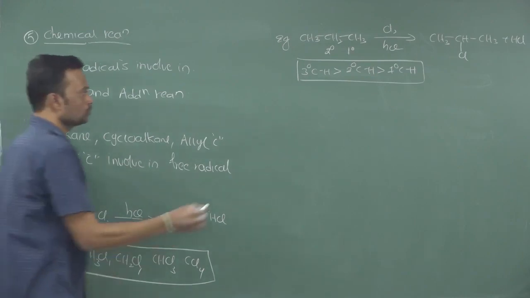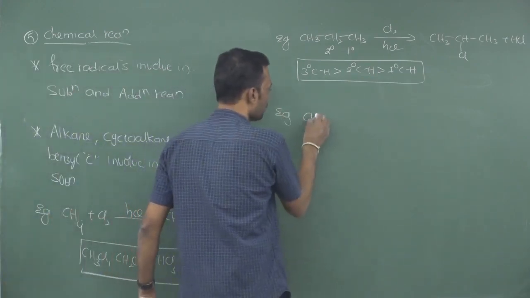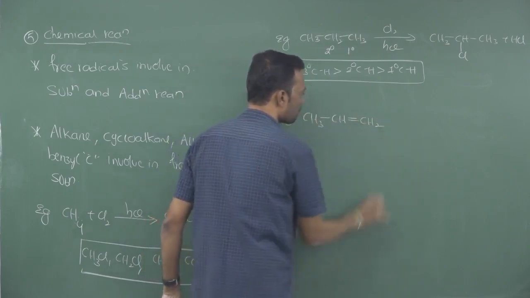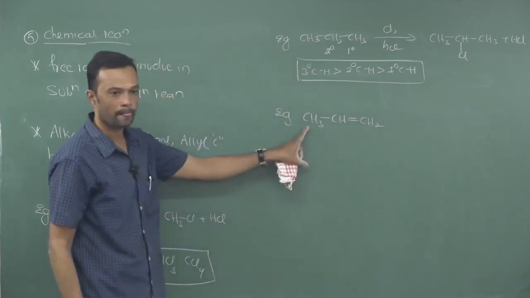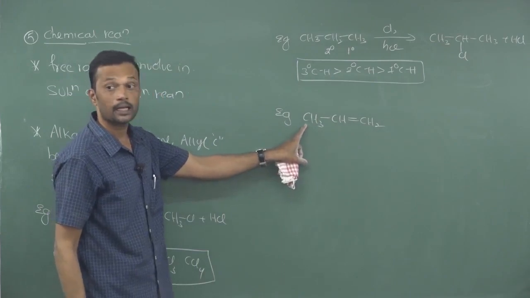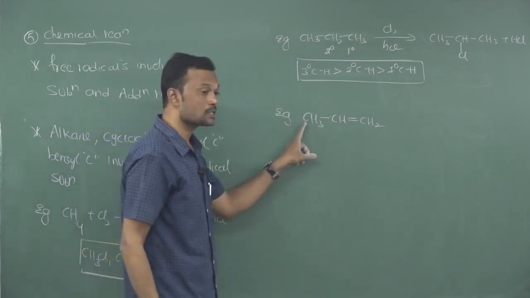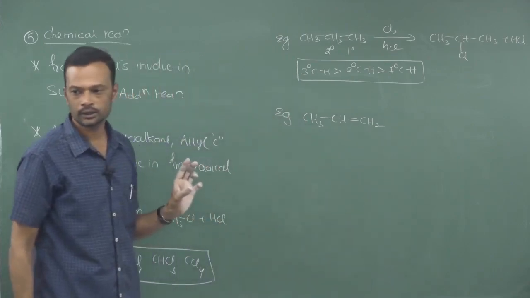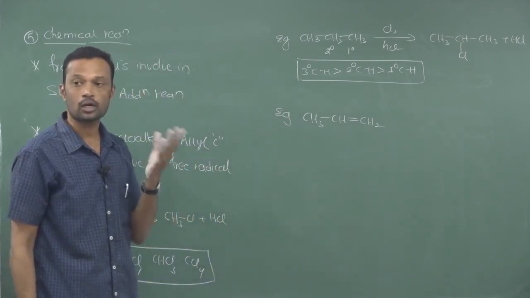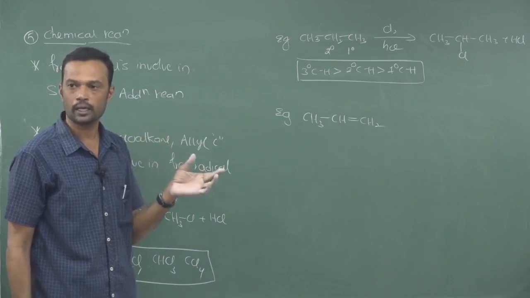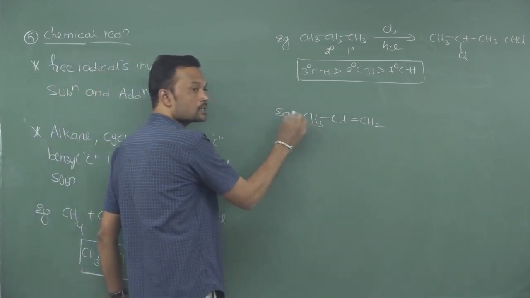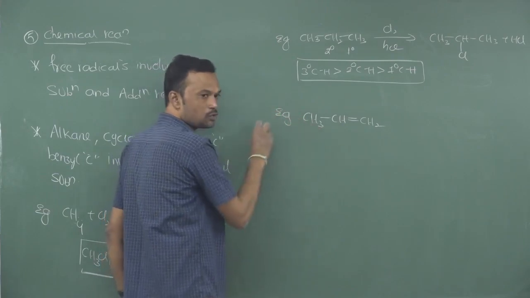Now just listen, everyone. This is CH3, CH, and this is CH2 I am writing. What is this carbon? Allyl carbon. Is this carbon a saturated carbon? What is the meaning of saturated? A carbon which should not carry a double bond or a triple bond. That is a saturated carbon. Now it is a saturated carbon.